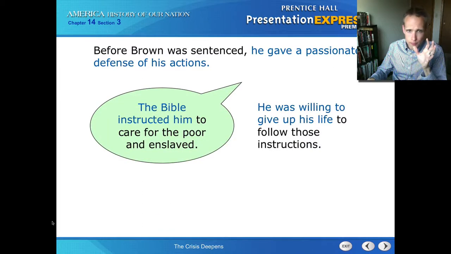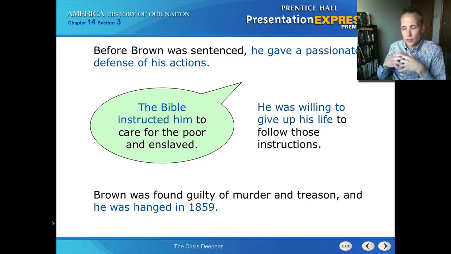When he's on trial, he makes it very clear that God had instructed him to denounce slavery and attack it and defeat it. And he even said at the end that he believed that the evil of slavery could not be purged from this nation without the shedding of blood. He kind of predicted the Civil War in 1859. During his trial, he was actually accused and convicted of treason against the United States and was hanged that same year.